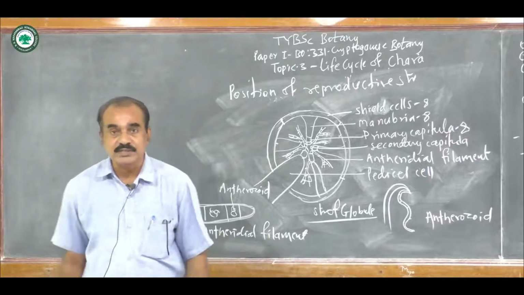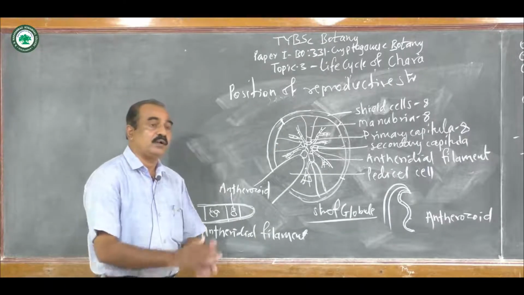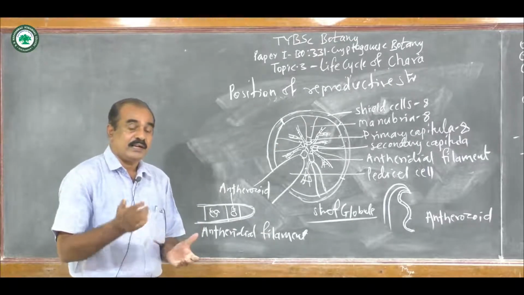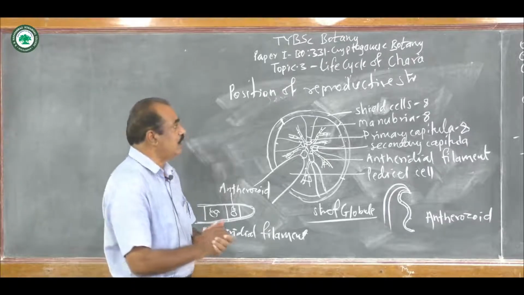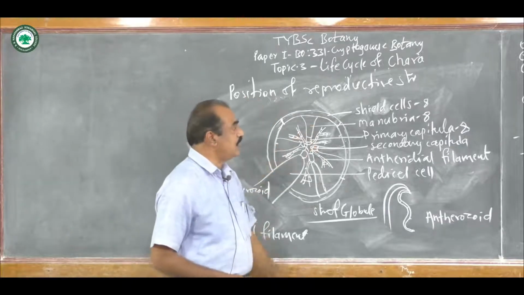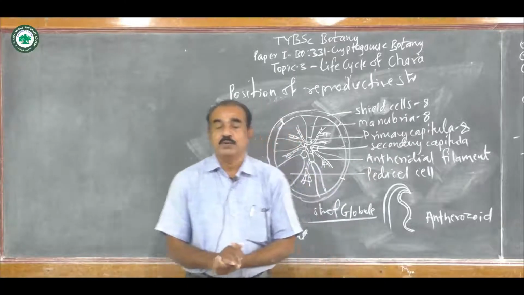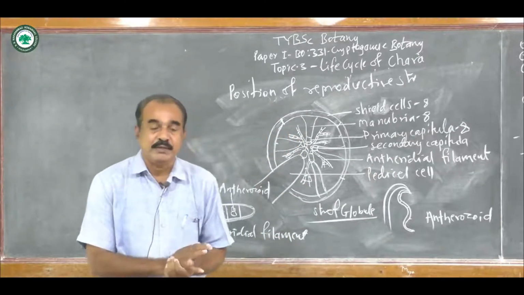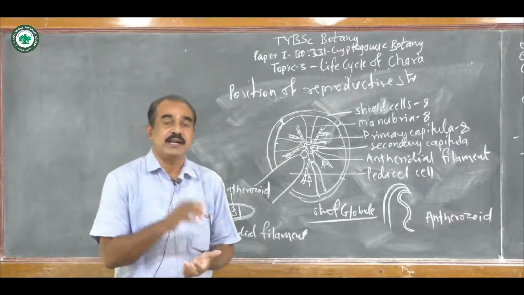And in each shield cell there develops again a rod-like cell. They are directed toward the inner side and they are called the manubria. So manubria are also 8 in number. Now each manubrium, that means all the 8 manubria, cuts off a small cell at the center.